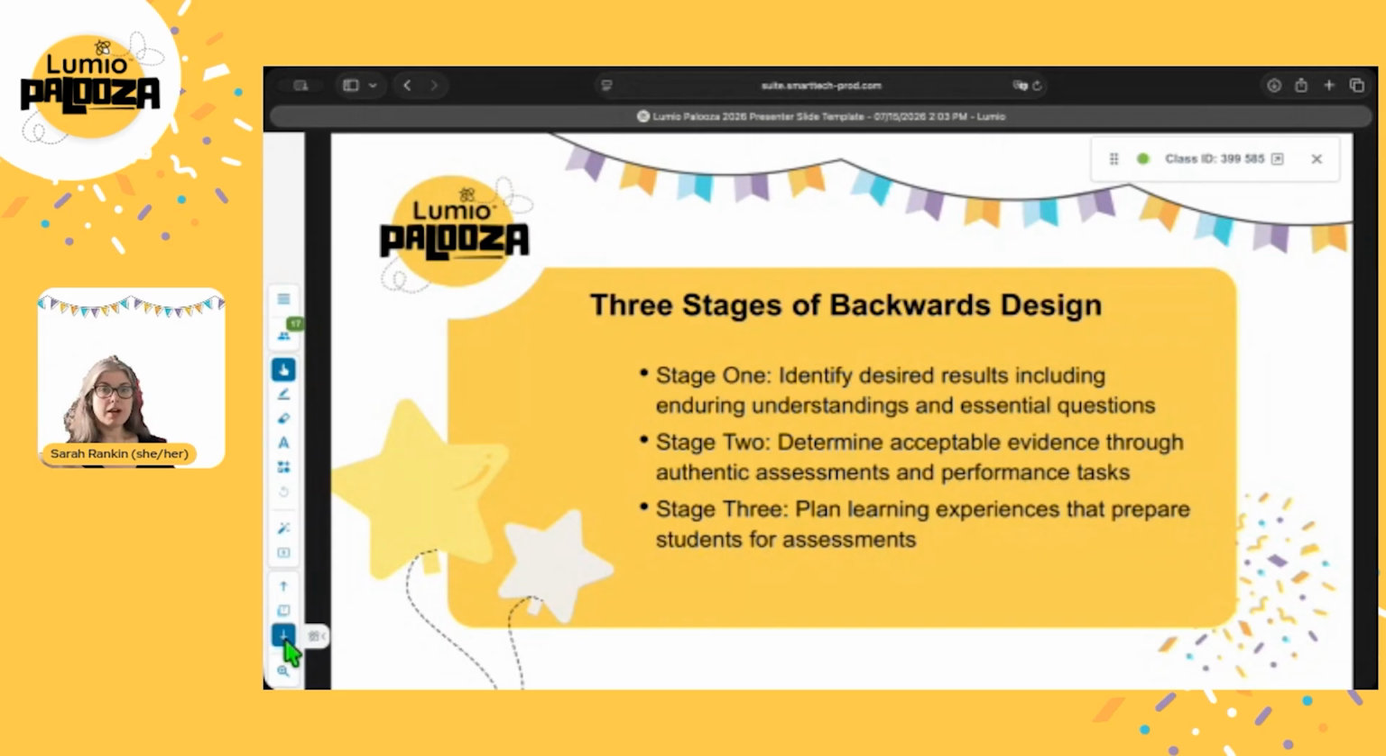The stage 2 part is determining what is the evidence that the learning has happened, and how do we authentically assess that? And then finally, that third step is planning the learning experience. So before you even start thinking about what is the activity that my students are going to do, what is the experience that they're going to have in the classroom, before we even touch that, going to the goal first and the assessment. What is the goal that needs to be learned, and how am I going to assess it?